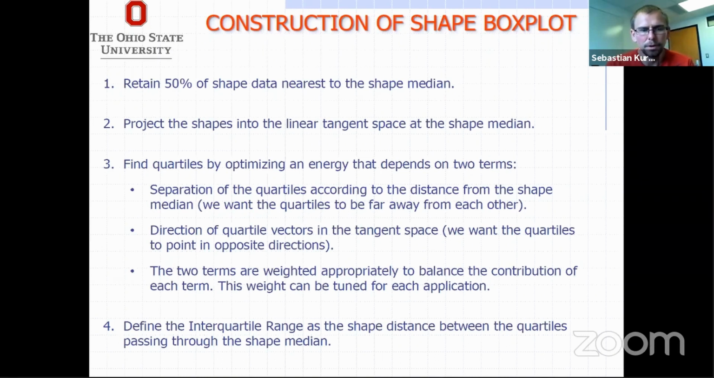Once we do this, we define the interquartile range as the shape distance between the quartiles, but this distance is computed as we pass through the median. So we go from quartile 1 to the median, then to quartile 3. And the distance that we travel is what we call the interquartile range.